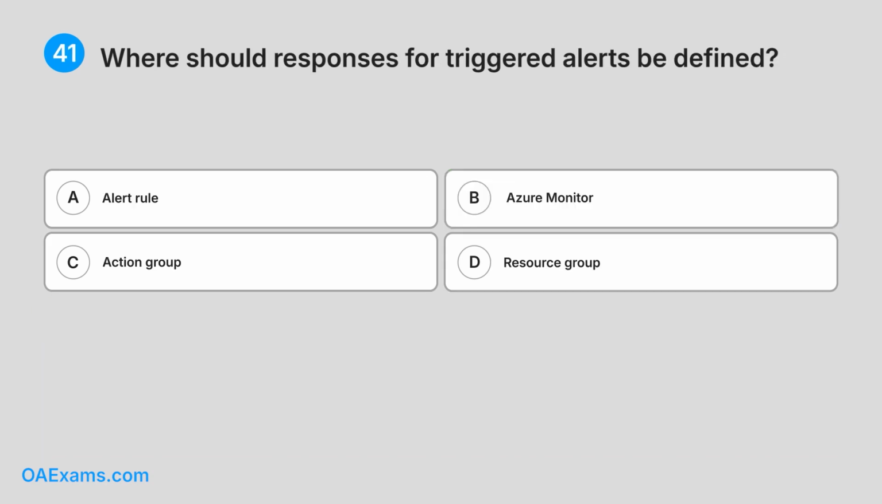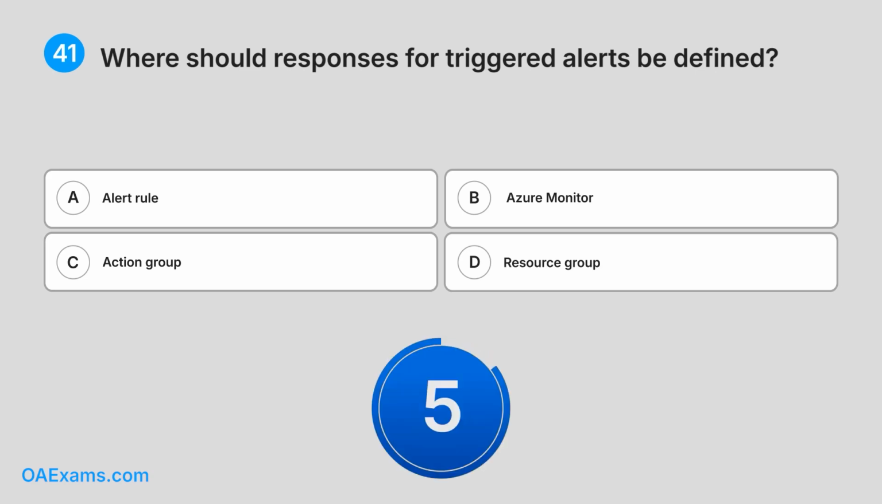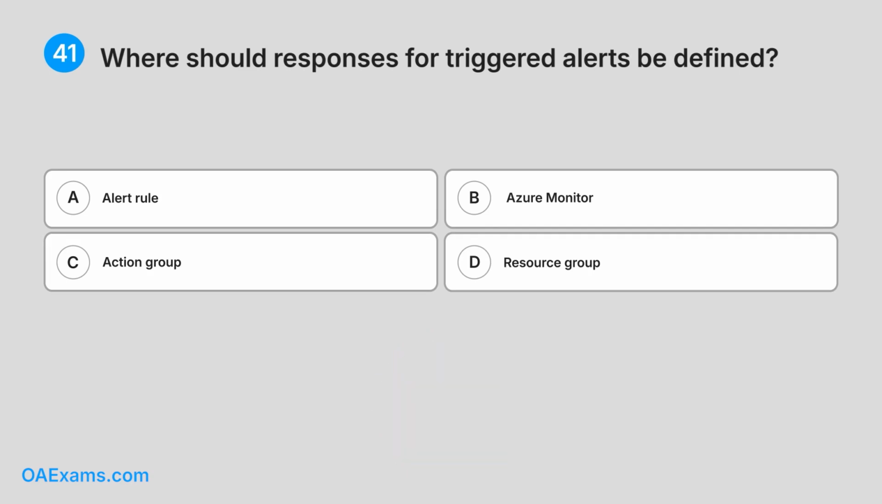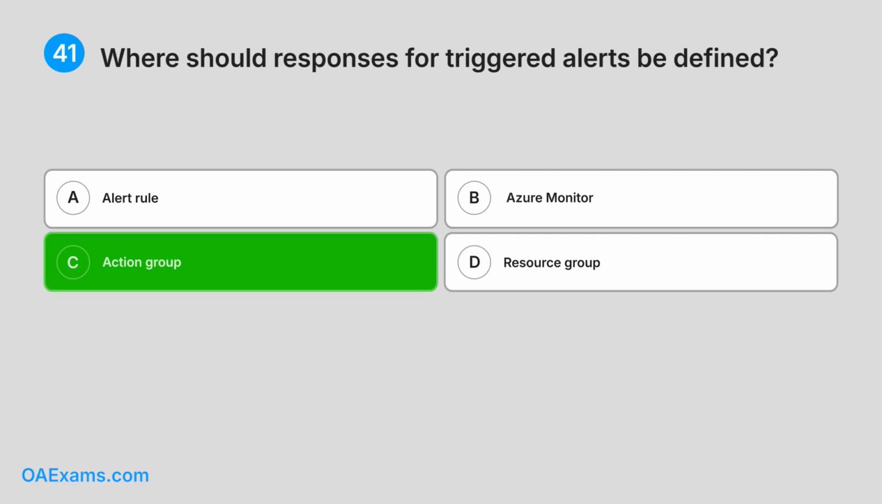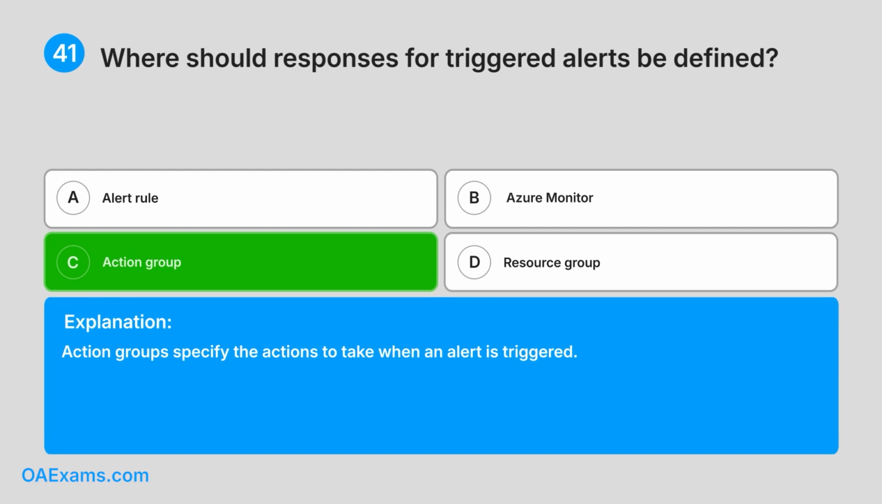41. Where should responses for triggered alerts be defined? A. Alert rule. B. Azure Monitor. C. Action group. D. Resource group. What do you think is the answer? Correct answer: C. Action group. Explanation: action groups specify the actions to take when an alert is triggered.